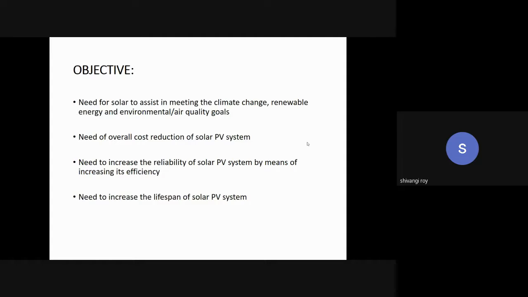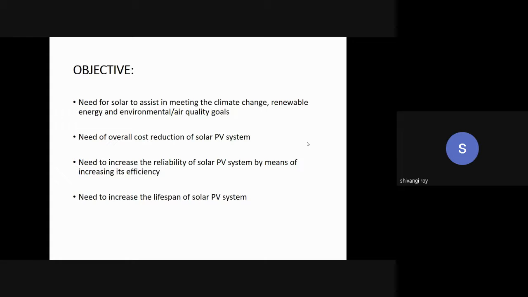So the other alternatives are renewable and solar. Solar is the best renewable source that can be used. But the conversion of solar to electricity is essential. This can be done by solar panels. But the efficiency of solar panels decreases significantly after a few years of installation. Our project basically focuses on increasing the efficiency of solar panels.